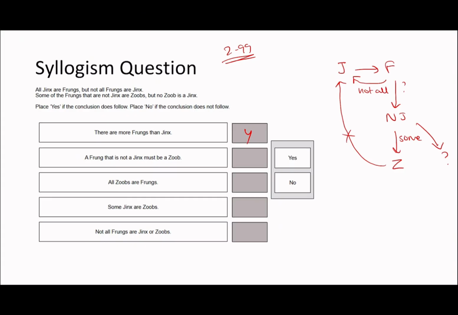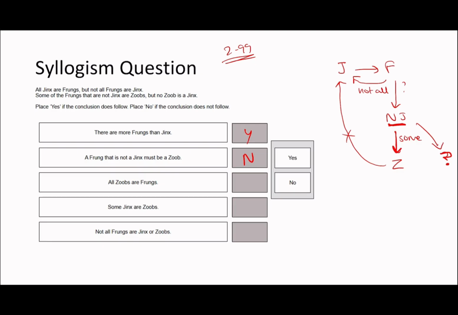A frung that is not a jinx must be a zoob. Well, you can see a frung that is not a jinx, so you follow it down here, must be a zoob. Well, not necessarily, because you could also be this question mark here. Do you see? So what I do is I create a hypothetical where I say it's not a zoob, and that could be true based off my diagram and ideas here.